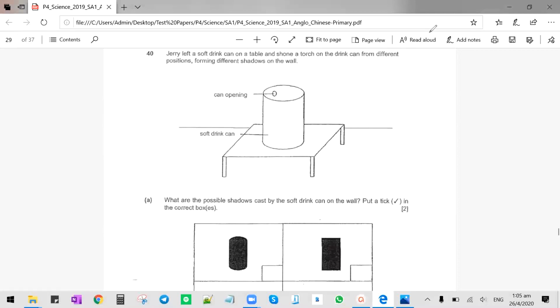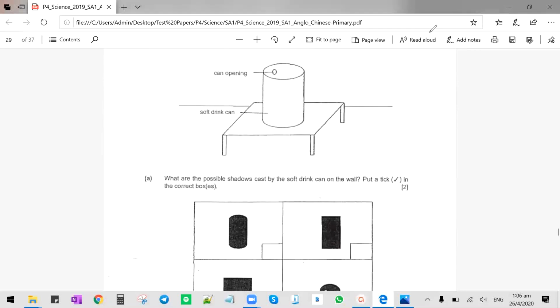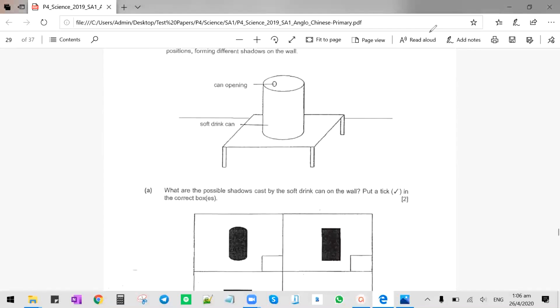Jerry left a soft drink can on the table. Alright. And he's shown a torch on the drink can from different positions, forming different shadows on the wall. Which are the possible shadows formed? Okay. So number one, obviously correct, right? You see from this angle, from our angle directly. If I shade this whole thing, I'm gonna have exactly this. So this is correct. Okay.